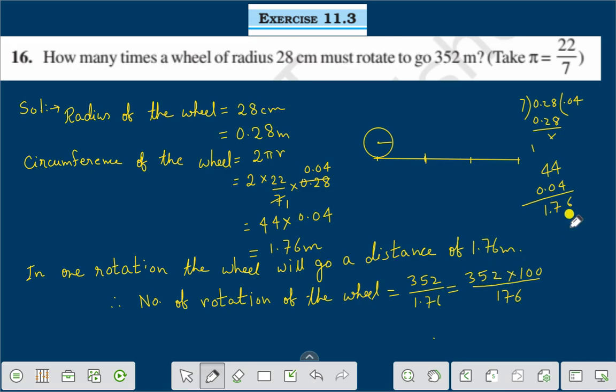If we multiply 176 by 2, 2 sixes are 12, carry 1, 2 sevens are 14 plus 1 is 15, 2 ones are 2 plus 1 is 3, so 352. Therefore, if we cut this by 1 and this by 2, then we are getting 200 rotations, right? What is the question? How many times must a wheel of radius 28 cm rotate to go 352 meters?